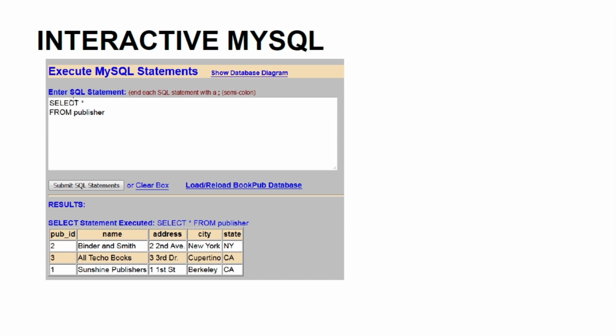In this course, we are going to be working interactively with SQL. You're going to be presented with a page. You can type in a statement like you see here. It says select star from publisher. Click a button, and see the results down at the bottom. So we're going to be working with software like that.